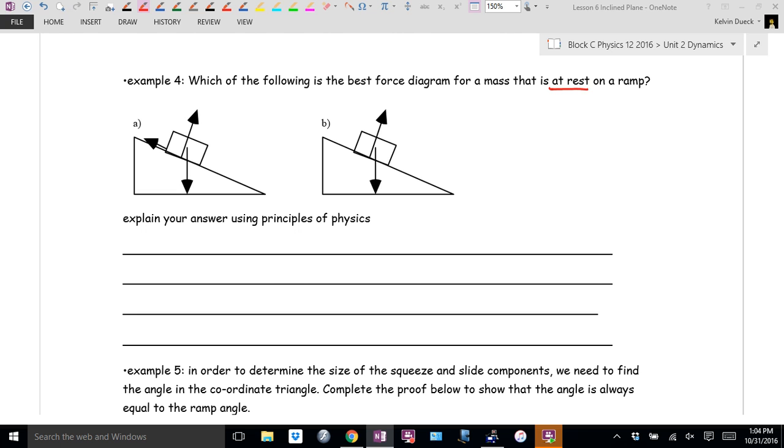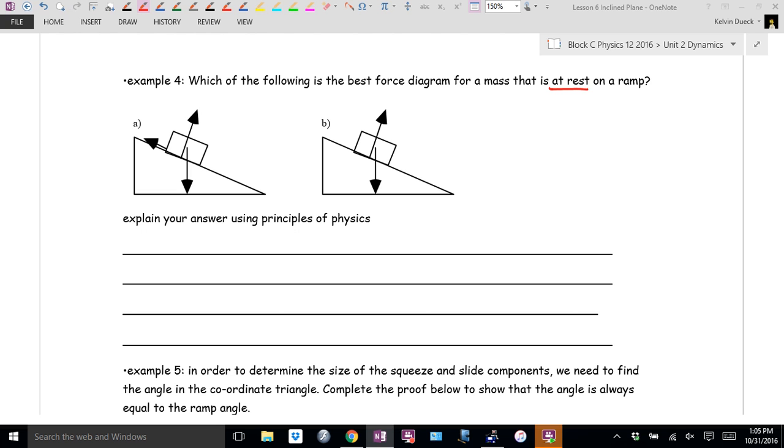Which of those is the correct free body diagram? A or B? Or, to be honest, I would answer it the other way. Which of those is the wrong free body diagram and can't possibly be at rest? And then pick the other one. Which of these can't be at rest? Why can't B possibly be at rest? Why is A the correct answer?